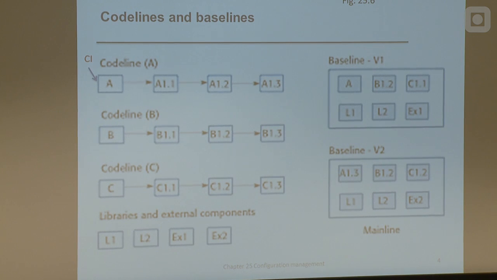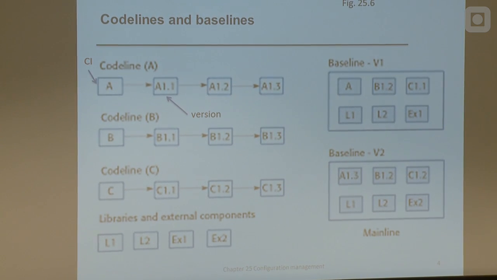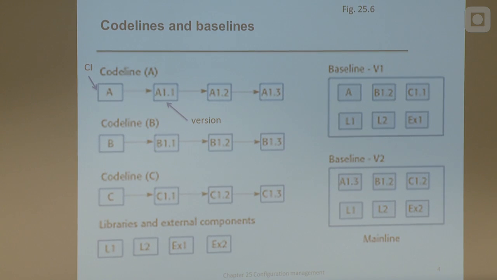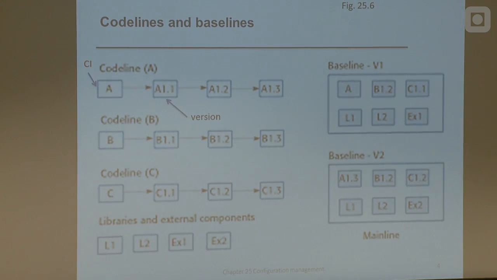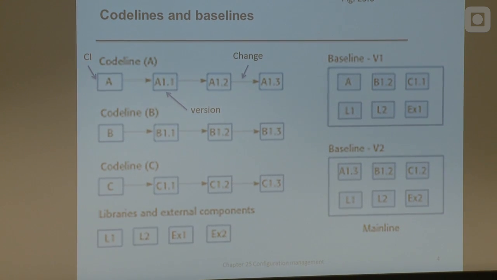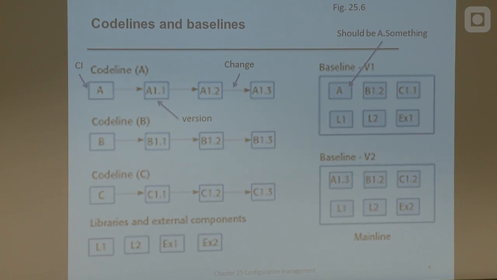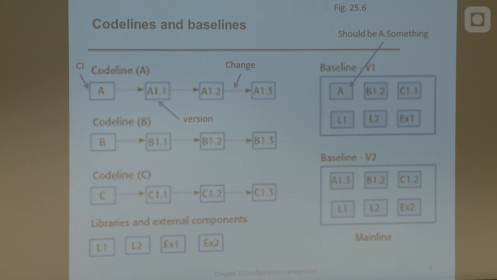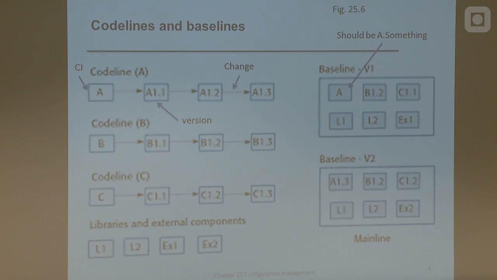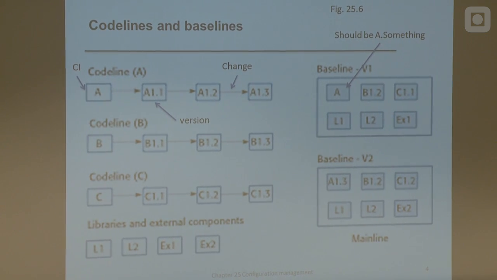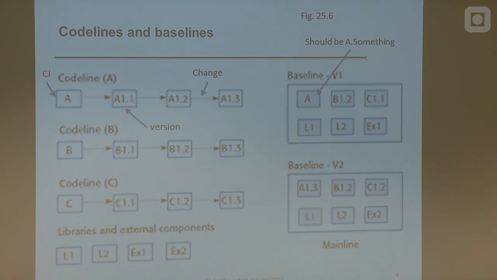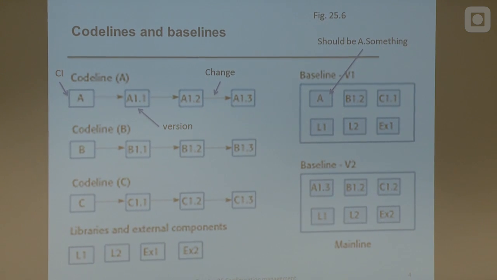And so A is a configuration item. A 1.1 is a version, and analogously A 1.2, A 1.3, B 1.1, they are all versions. And each arrow denotes a change, and the baselines are baseline V1 and baseline V2. There is a small error in the book, because that A should be something like A.1 or A.2 or A.3.